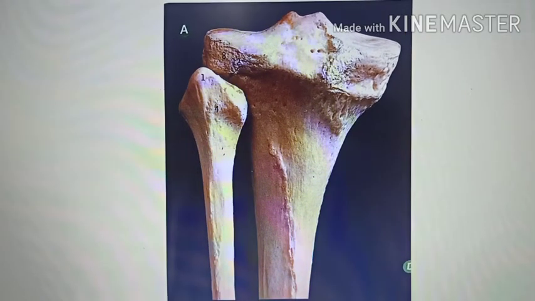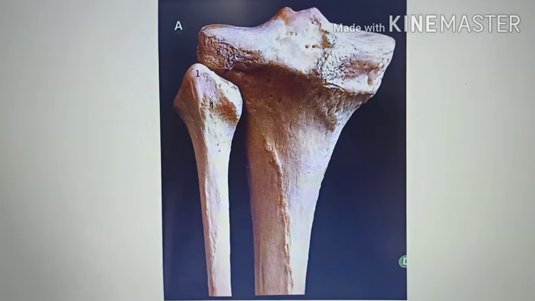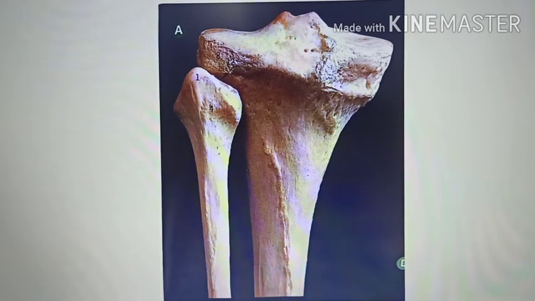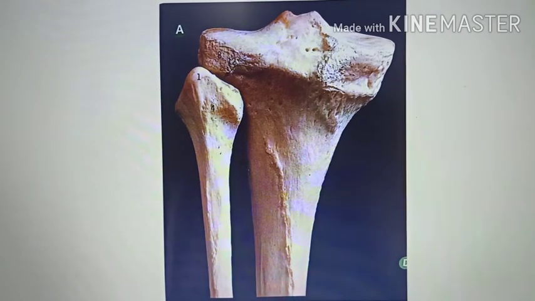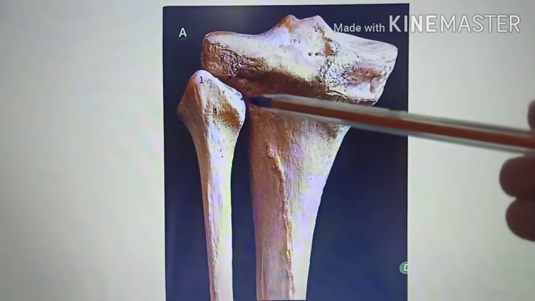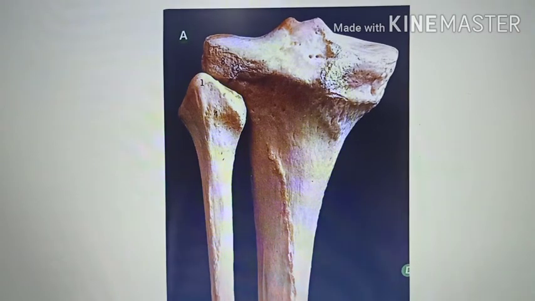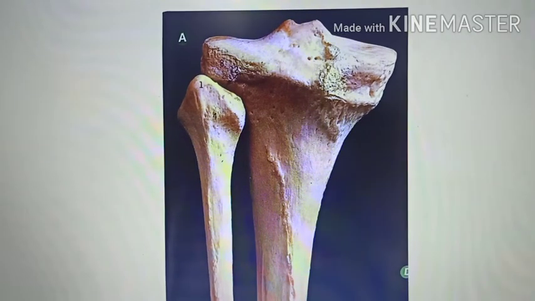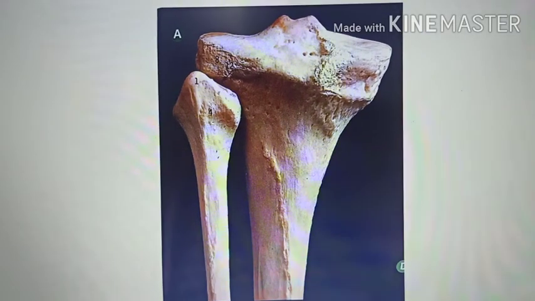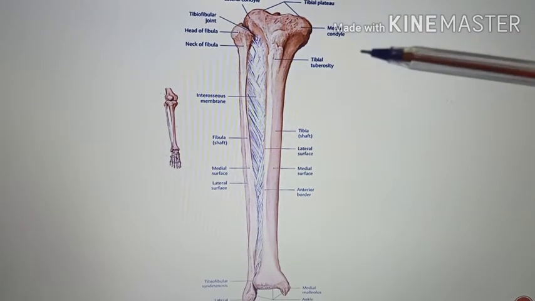Then coming to the blood supply of the superior tibiofibular joint, it is supplied by the inferior lateral genicular branch of popliteal artery. The nerve supply for this superior tibiofibular joint is by the nerve to the popliteus and by the recurrent genicular nerve, which is a branch from the common peroneal nerve. Now we will study about the middle tibiofibular joint.